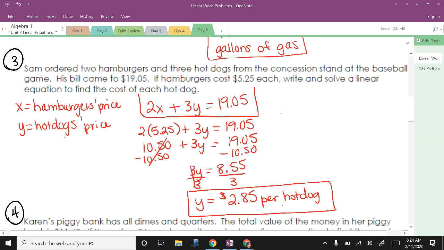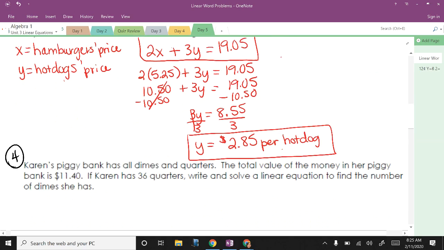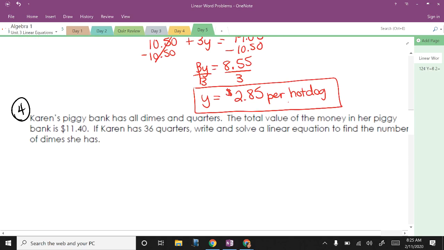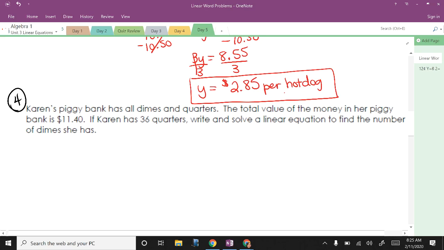So can we check this? If we do 10.50 plus 3 times 2.85, the total should come out to be what? $19.05. Right? So this is one where you have to set it up like a standard form. Y'all with me? All right. Number 4.